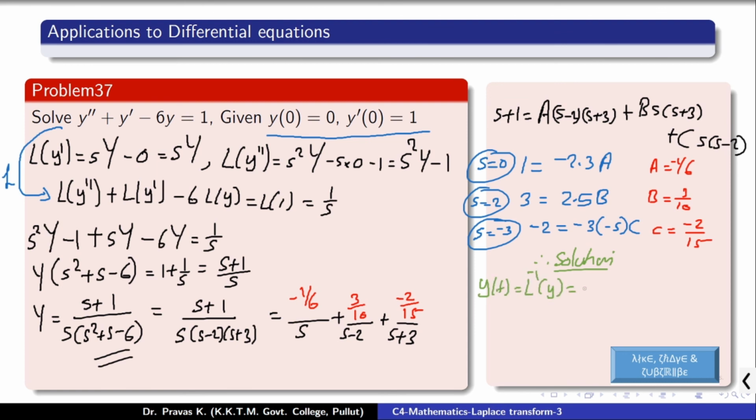Now the solution of this problem can be obtained by taking L inverse of capital Y. So you know that 1 by s has inverse Laplace transform of 1, and 1 by (s minus 2) has e raised to 2t, and 1 by (s plus 3) has e raised to minus 3t as the inverse Laplace transform. So we get the final answer as minus 1 by 6 plus 3 by 10 e raised to 2t minus 2 by 15 e raised to minus 3t.